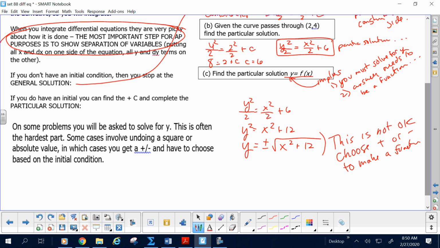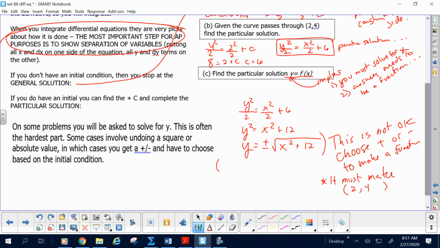All right? So how do I choose? Just what you feel like or what you think will look pretty in front of the equation? How do you choose? On the initial condition. It must make the initial condition. So in this case, it has to make the point 2, 4. Now, the only way that's going to happen is if y is the positive branch. The negative branch would give me a negative y, and that's supposed to be a positive 4.